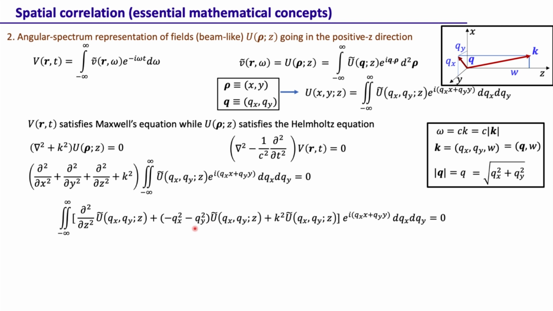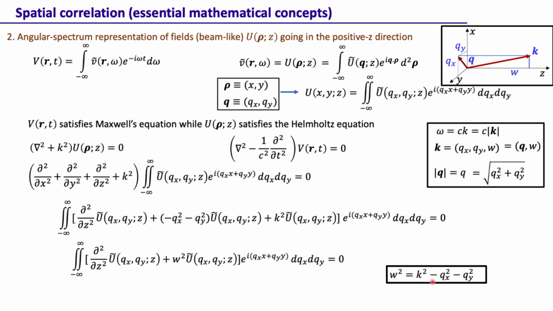All right, so what we have is the del square del z square term, and then this minus qx square minus qy square plus this k square here. This stays the same, del square del z square, this term, and these three terms we are combining together and writing as w square u tilde, where w square is k square minus qx square minus qy square. So we are just writing it in the combined form.